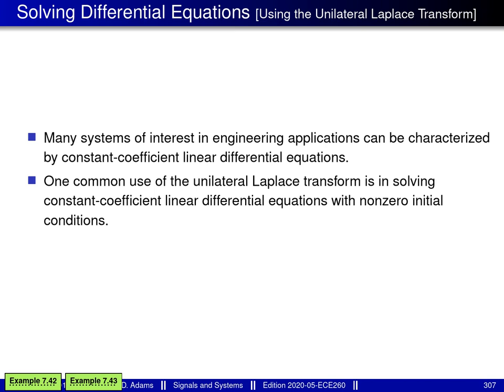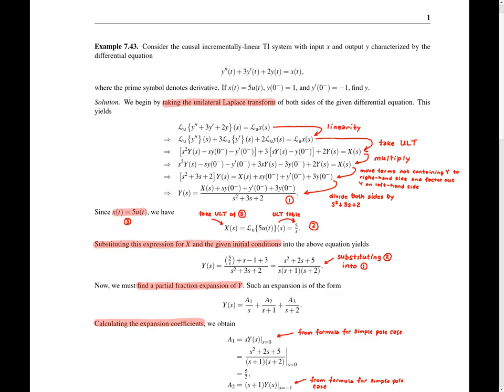Next, I'd like to consider example 7.43. In this example, we're given a causal incrementally linear time-invariant system with input little x and output little y that's characterized by this particular differential equation here, where the prime symbol denotes derivative. Furthermore, we're told that the input to the system little x is given by this formula here, and the output of the system little y satisfies these initial conditions here. Then we're asked to find little y.